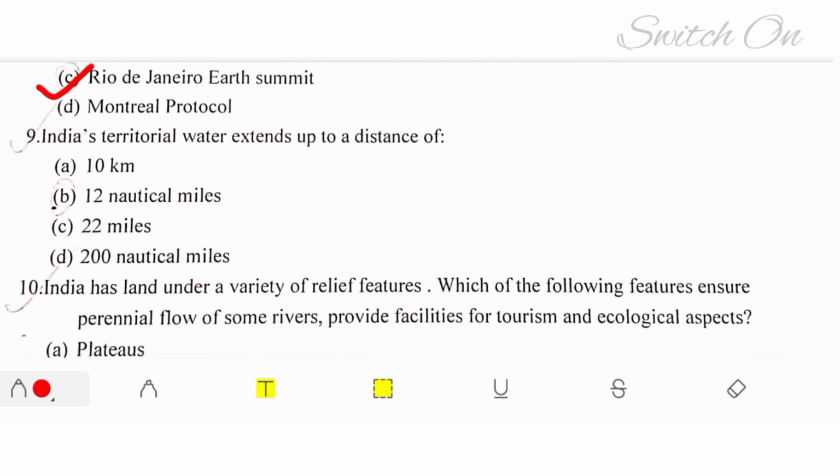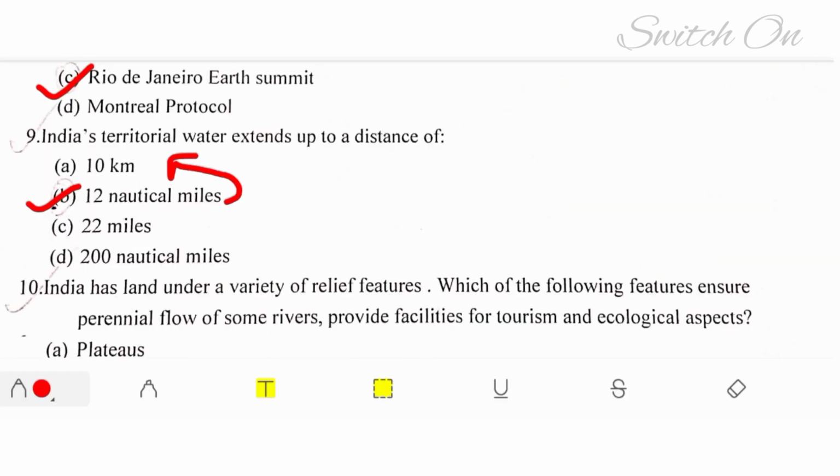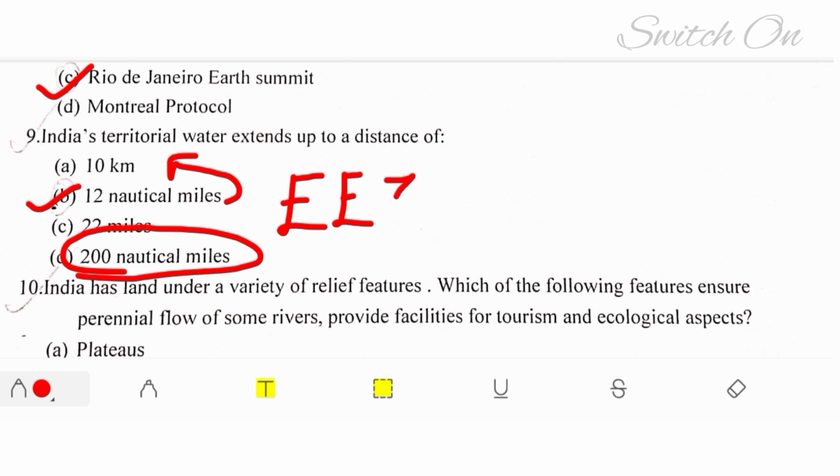Question 9. India's territorial water extends up to a distance of 12 nautical miles is the correct answer. For territorial water, it's 12 nautical miles. For the exclusive economic zone, that is EEZ, it is 200 nautical miles. We shouldn't forget this also.